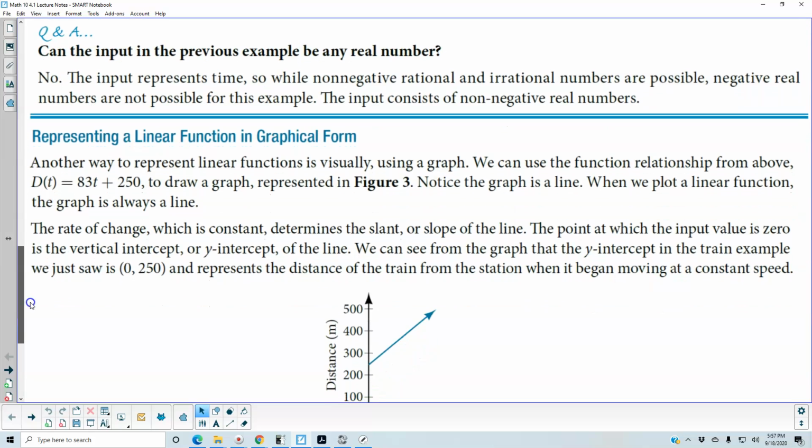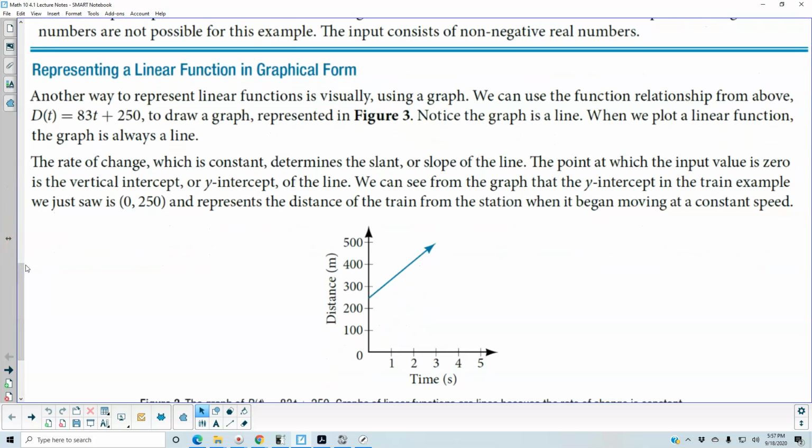Now, representing a linear function in graphical form. Another way to represent linear functions is visually, using a graph. We can use the function relationship from above, D of t equals 83t plus 250, and we want to draw the graph, which you can see in Figure 3. Notice the graph is a line, and when we plot a linear function, the graph is always a line. Let's take a look at this function.